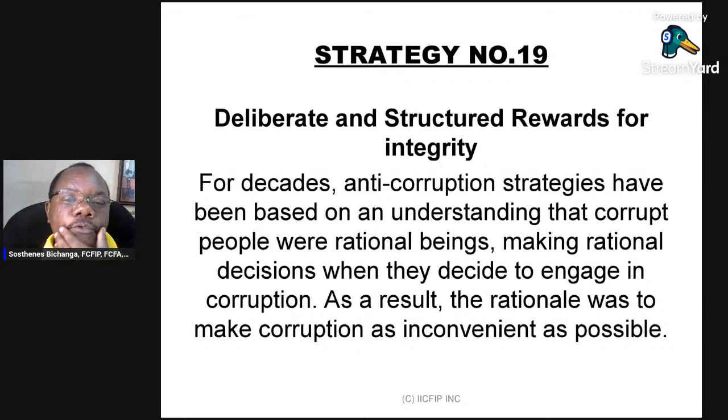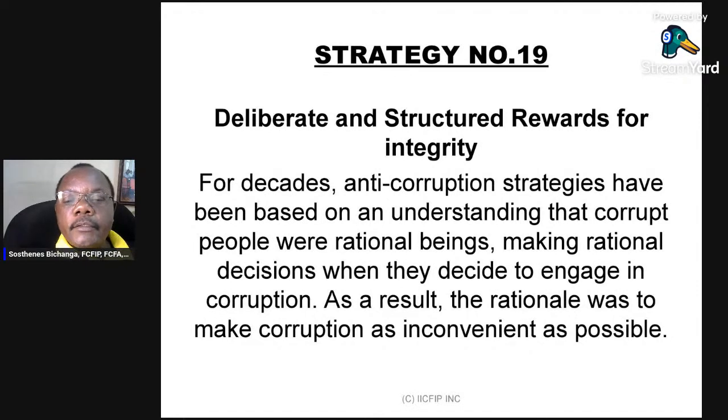I will now move to strategy number 19, deliberate and structured rewards for integrity. What do I mean by deliberate here? Deliberate means planned, designed rewards for integrity.